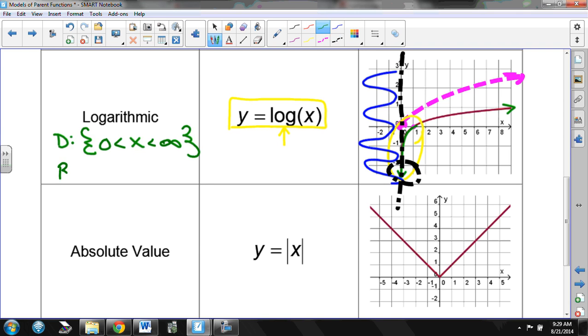What's our range for the logarithmic parent function going to be? What y values can we have? Down here, y goes as low as we want it to. And over here, y is going to be higher and higher. So we can have any real number for the y value for our logarithmic parent function. This range is different than the square root parent function. The square root parent function did not include the negative y.